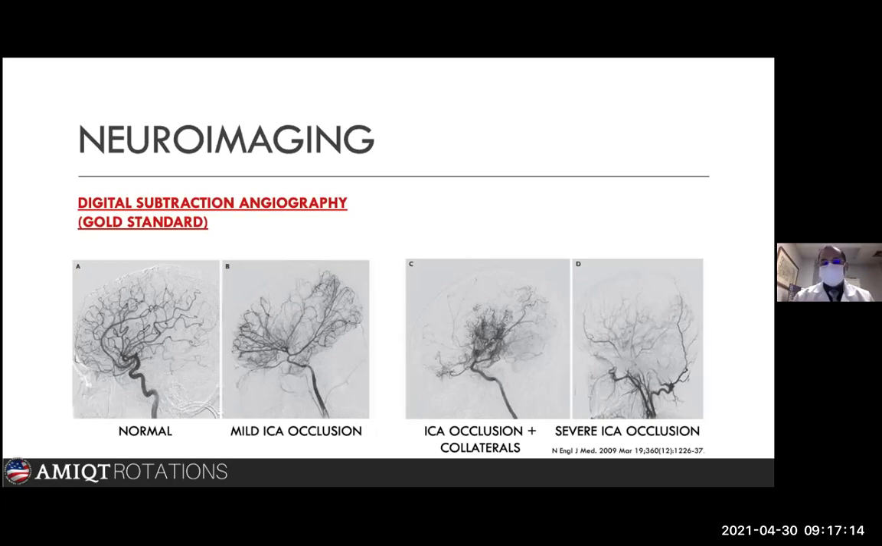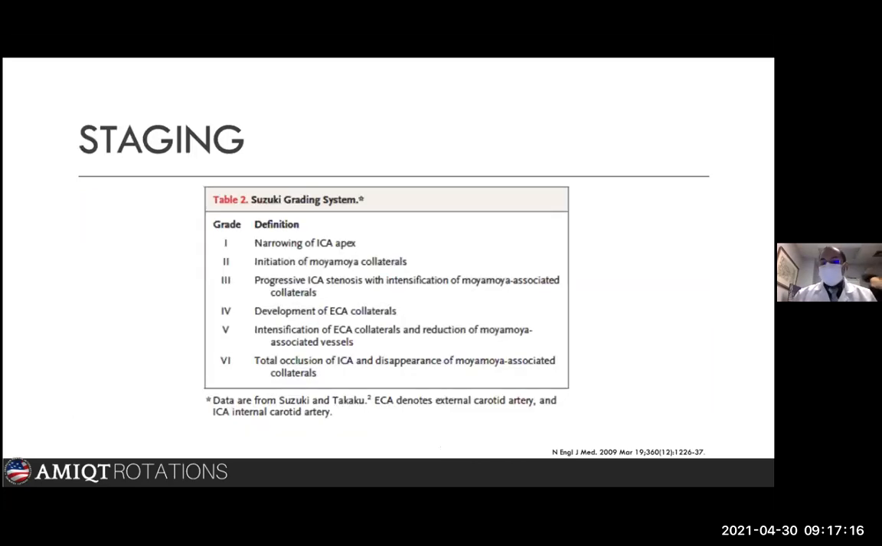So in order to define the severity of the condition, the Suzuki grading system is used, grade 1 being mild narrowing, and grade 6 a total occlusion of the internal carotid artery and the disappearance of the collaterals.